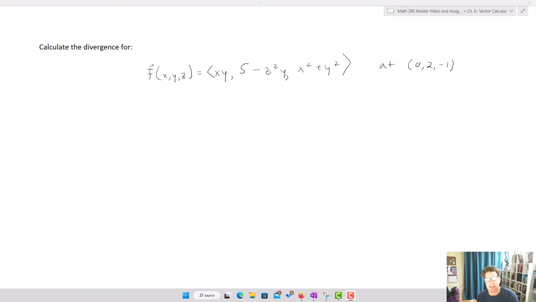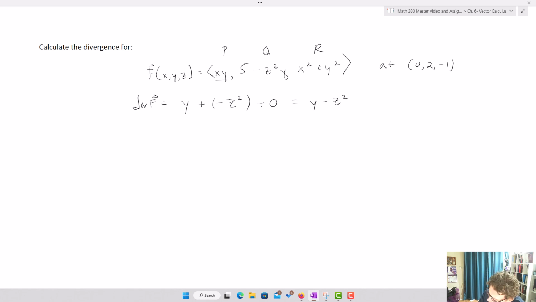And we'll have f of x y z equal x y, 5 minus z squared y, and x squared plus y squared. And we'll do that at 0, 2, negative 1. So what I'm going to do is find div of f, that function. So we'll start out with that function. And so it's going to be the partial with respect to x of x y. So that'll be y, plus the partial with respect to y of q. So here's our p, here's our q. So that's going to end up being negative z squared. And then the partial of r with respect to z, and so that's plus 0, because there's no z's in there. So it's going to end up being y minus z squared.